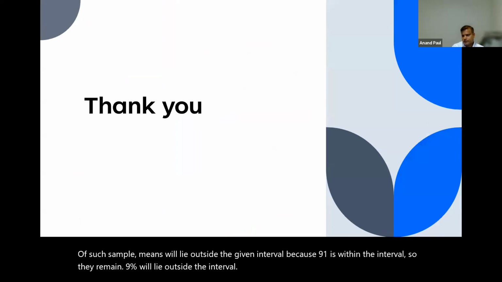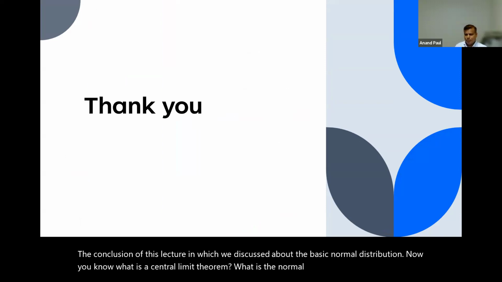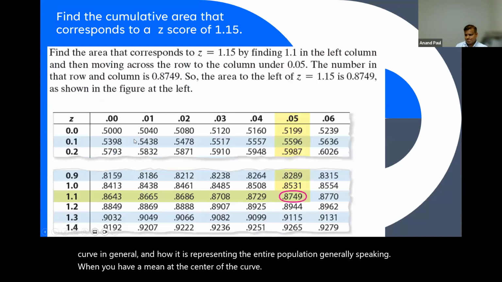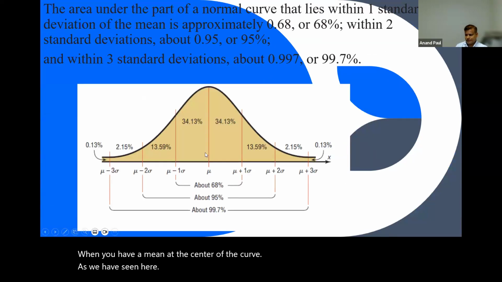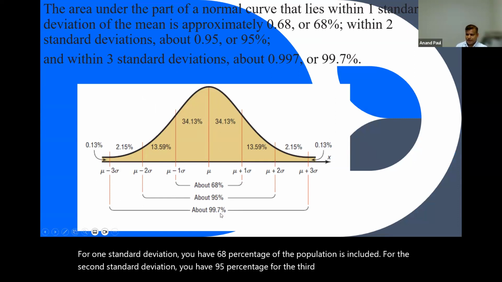So this is the conclusion of this lecture, in which we discussed the basic normal distribution. Now you know what a central limit theorem is, what a normal distribution is, what a bell curve is in general, and how it represents the entire population. Generally speaking, you have the mean at the center of the curve, as we have seen here. This picture gives us the full idea. For one standard deviation, 68% of the population is included. For the second standard deviation, you have 95%. For the third standard deviation, you have 99.7%.